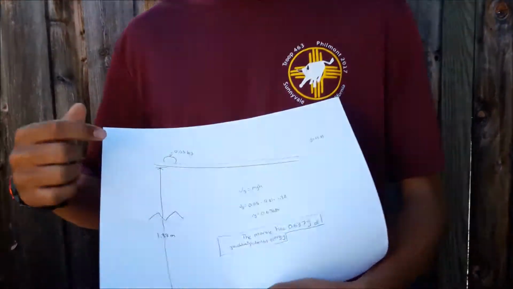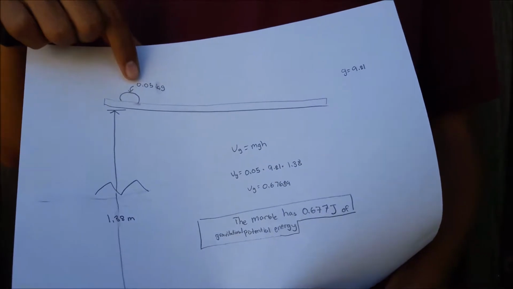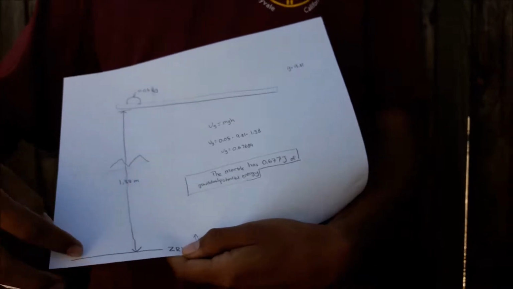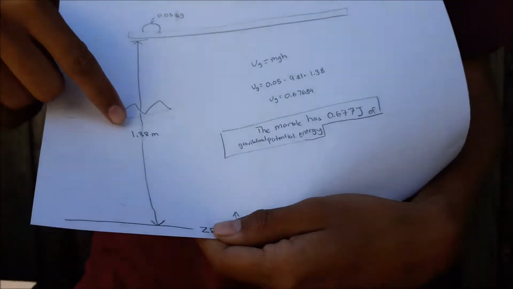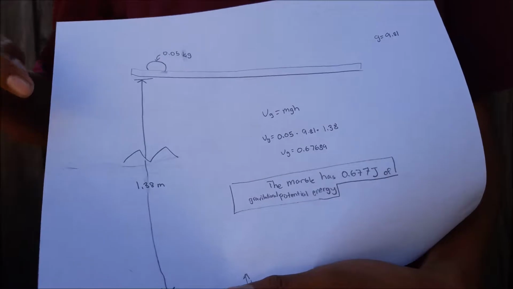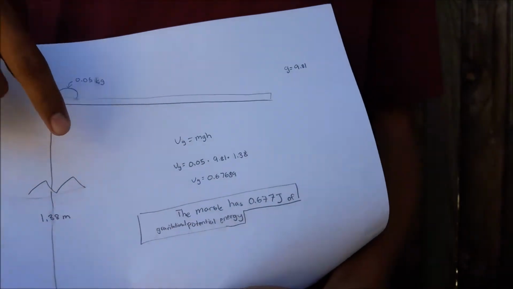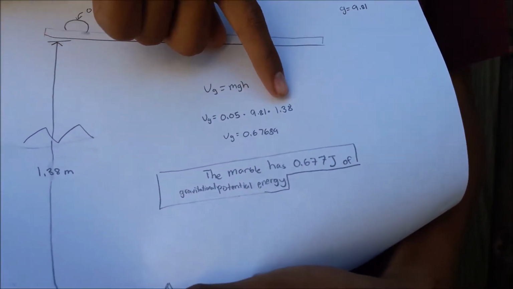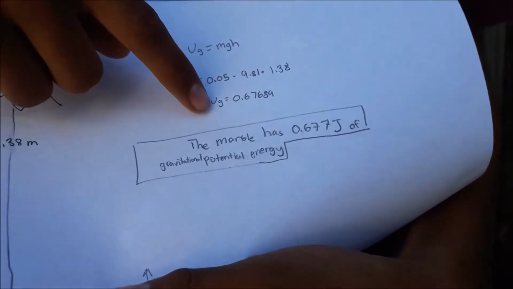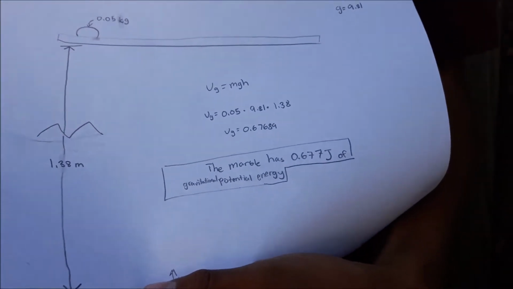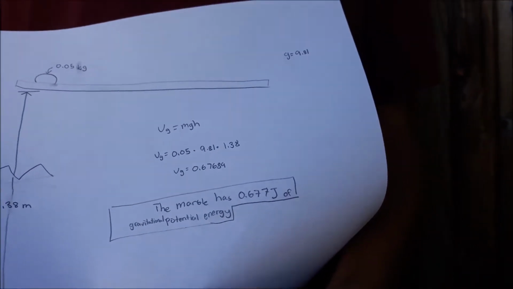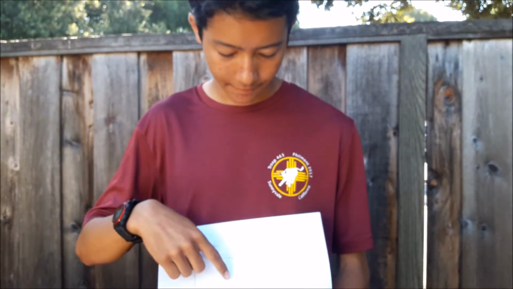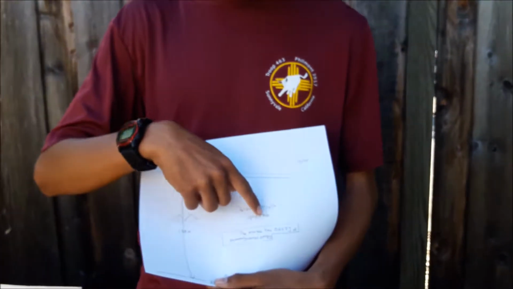So in our apparatus, you can see that the mass of the marble is 0.05 kilograms, and the height above our zero reference level, which is the flag's height, is 1.38 meters. Therefore, using our equation here, we can multiply the mass by the acceleration due to gravity by the object's height, and we determine that the potential energy of the marble is 0.67689 joules. Due to the fact that we only have one significant figure right here, we just say 0.7 joules.